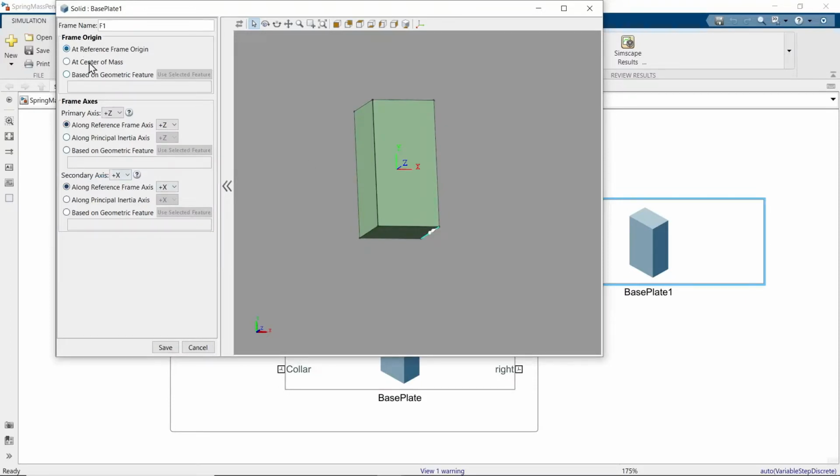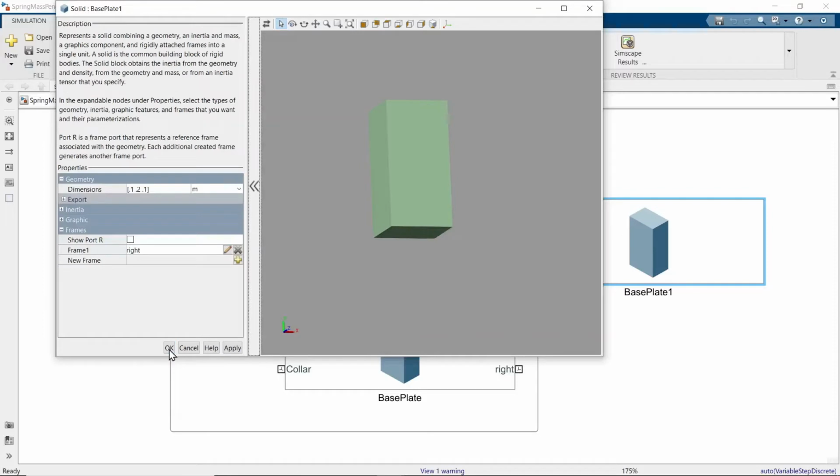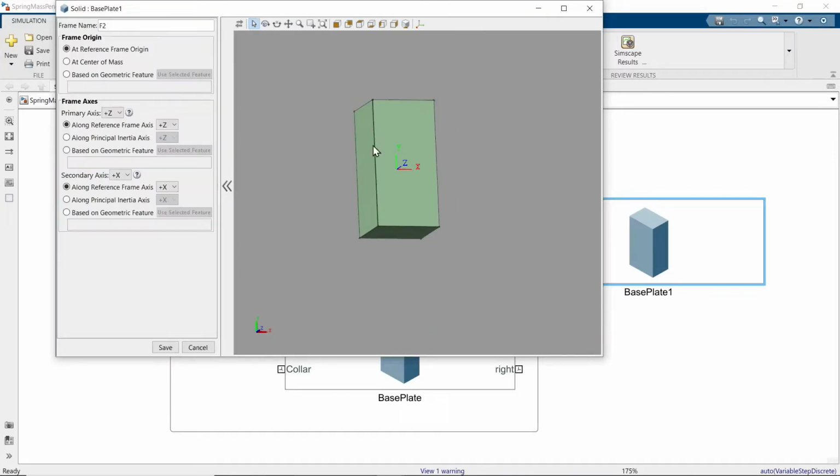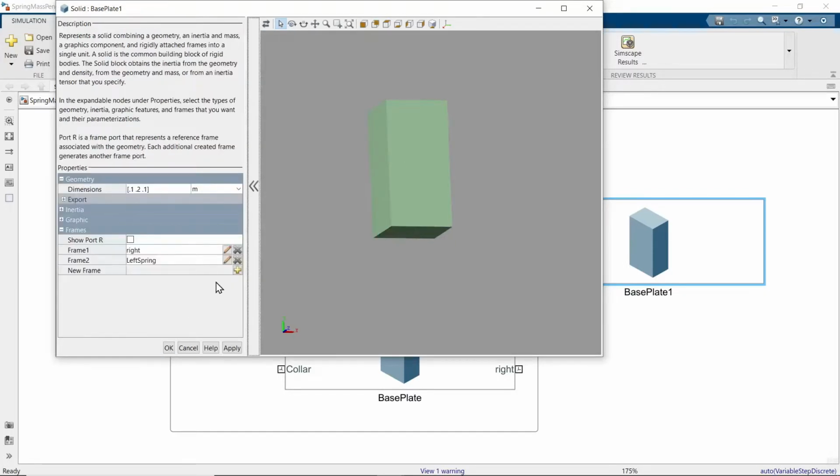So we need to here use selected feature. Call it right. Yeah, right is fine. Save, F5. Another frame here. We'll call it left spring. Save. Apply. F5.